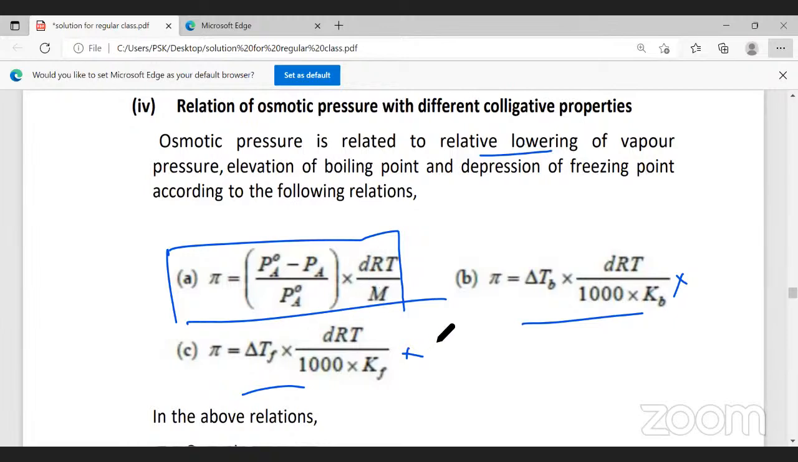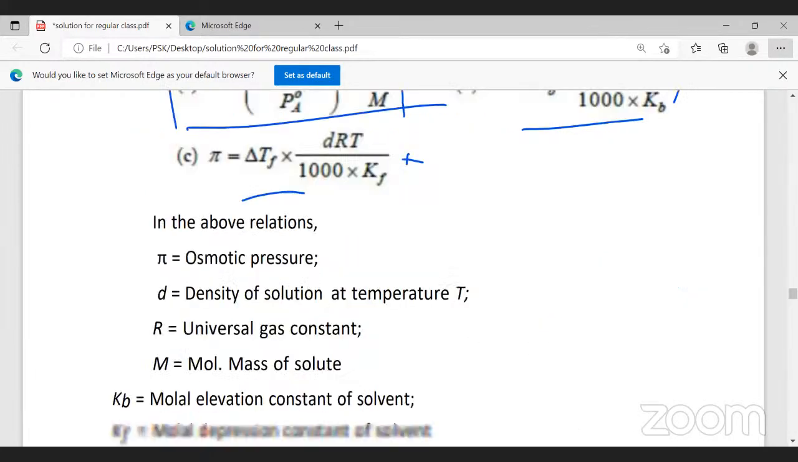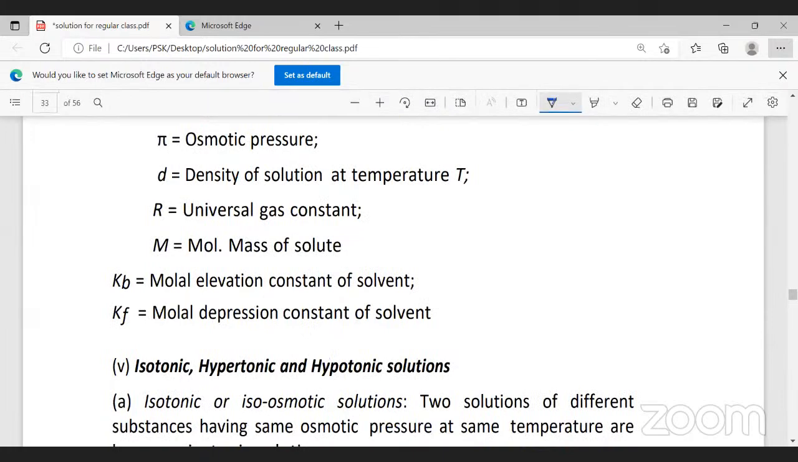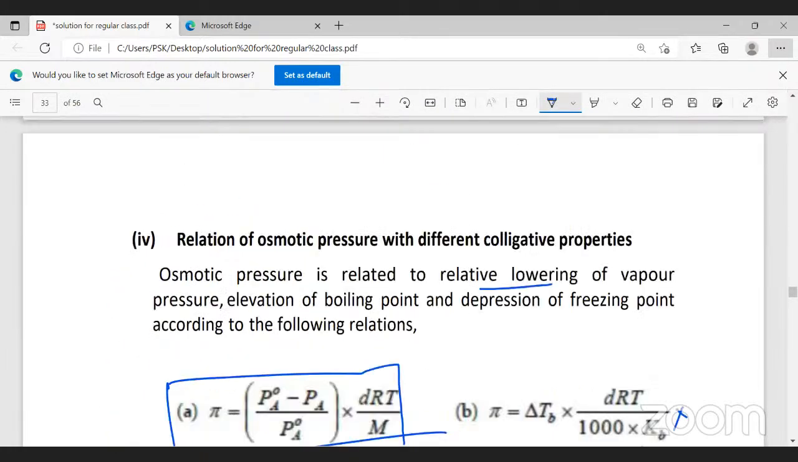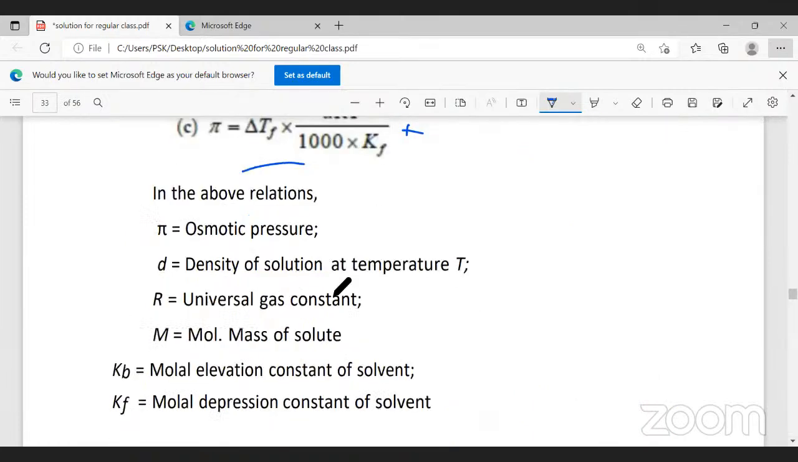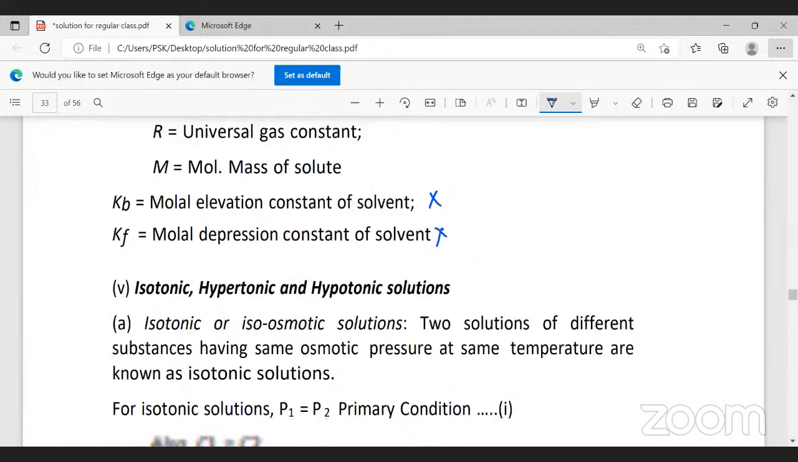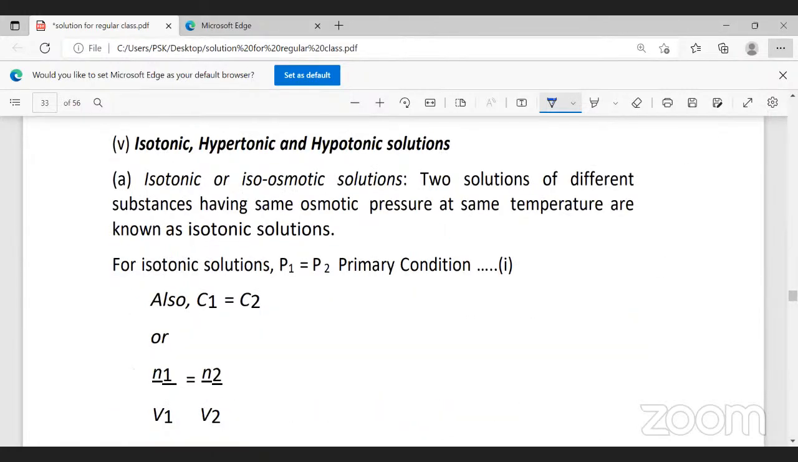d is the density. These two we will learn after we learn the elevation of boiling point and depression of freezing point. Now, this is density, and these two we have not learned. Elevation constant and depression constant we will learn after learning the other two colligative properties.